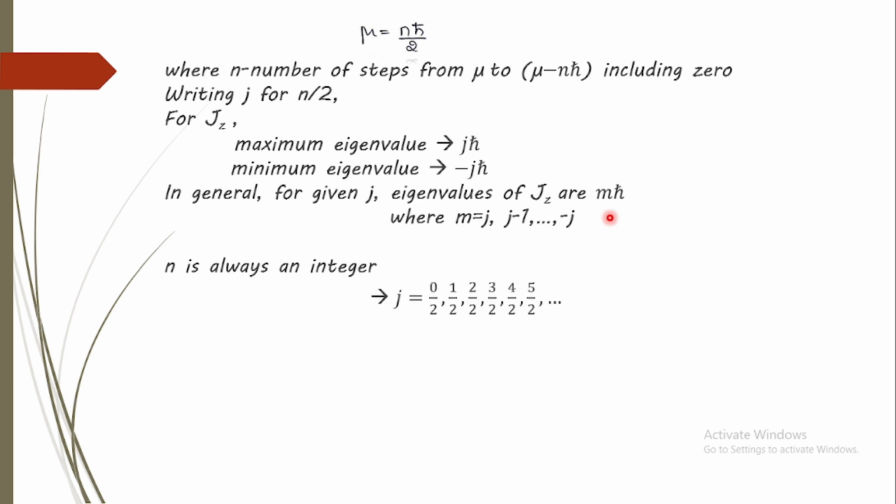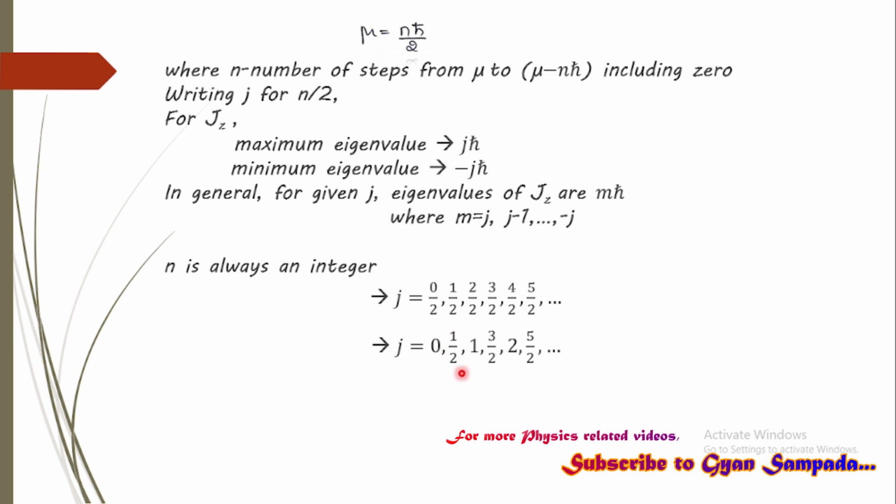And remember, n is always going to be an integer. Therefore, we can write j is equal to n by 2. That is, let us consider n as the whole numbers 0, 1, 2, 3, 4, 5, so on. So dividing it by 2, because we have taken j for n by 2, we find the j values as 0, 1 by 2, 2 by 2 is 1, 3 by 2, 4 by 2 is 2, 5 by 2, so on.